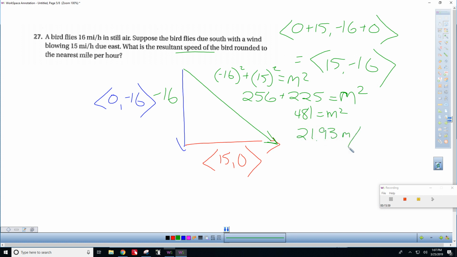21.93 miles per hour. Well, hopefully that makes sense, because it's traveling 16 miles an hour in this direction, and there's no wind in its face. All of the wind is sideways. This is going to be the actual path of that bird, and now the bird is going 21.93 miles per hour. That's it. All right, hope that helps.